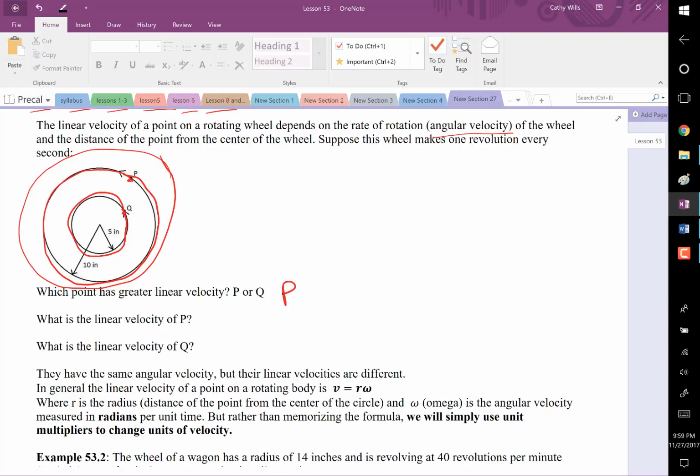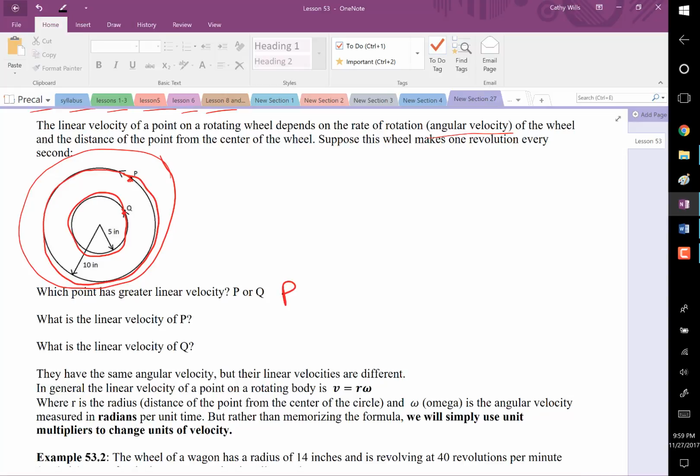They're spinning at the same rate. They're both on the same circle. But Q is closer to the middle, so its path is shorter. Therefore, it is not covering as much ground as P is in the same amount of time.